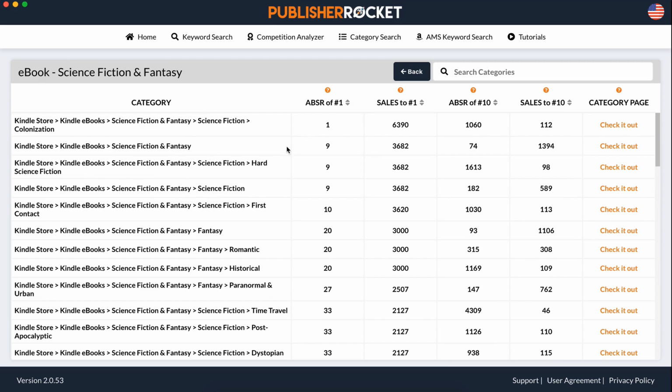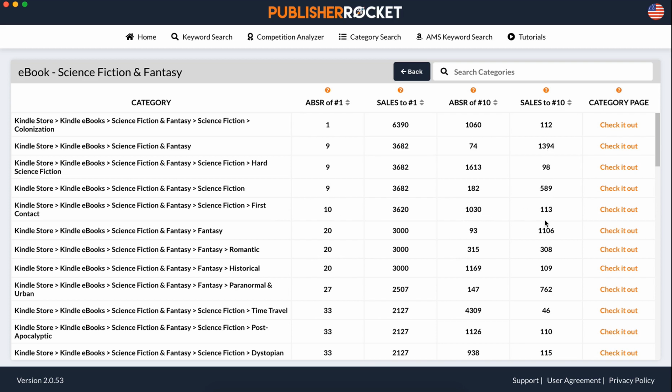And we can see this is the general category, so not surprisingly, the ABSR of number 10 is going to be higher, because this is a smaller subgenre. Hard science fiction, similar thing. The First Contact, you've got 10 here, and then you've got 1030 here.